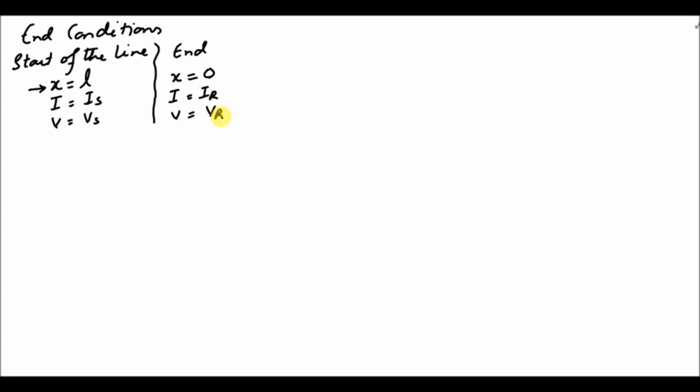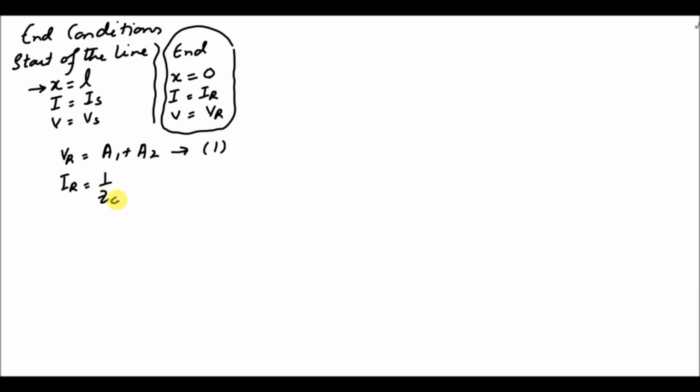So now, using the end condition for the receiving end in the equations, we will get the equation VR is equal to A1 plus A2. This is your equation number 1. And for the current equation, IR is equal to 1 over ZC (A1 minus A2). This is your equation number 2.